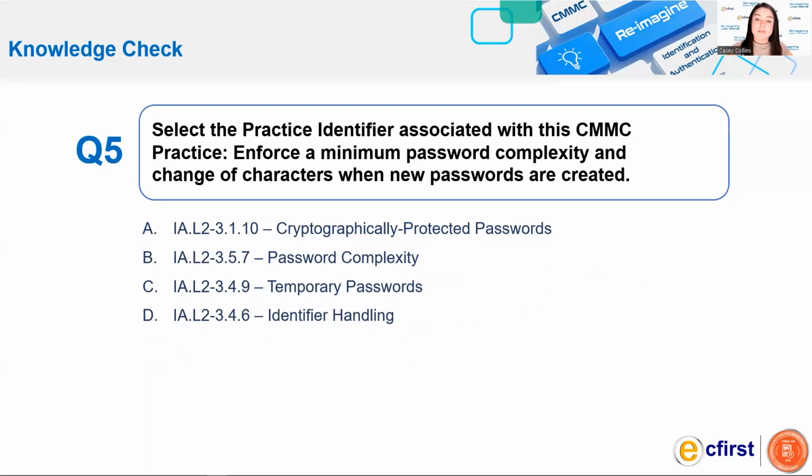Question 5. Select the practice identifier associated with this CMMC practice. Enforce a minimum password complexity and change of characters when new passwords are created. And our answer here is B, password complexity, which can be found at IA.L2-3.5.7.